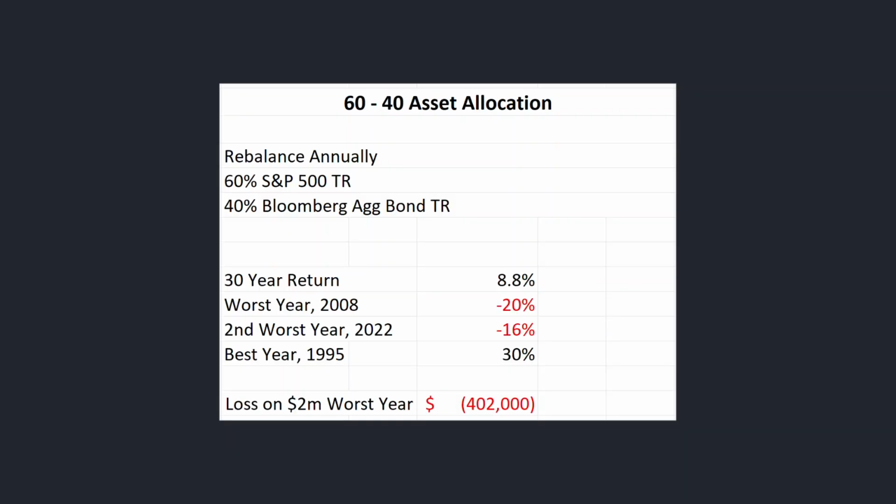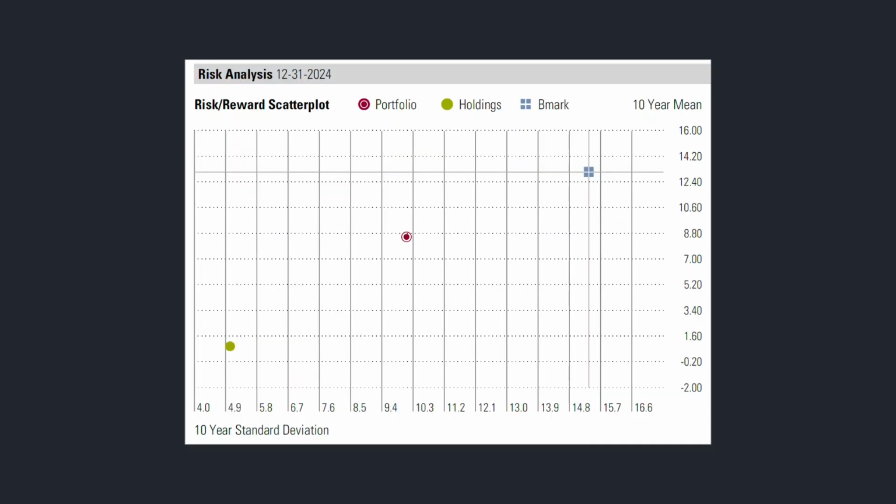Here are the stats for our 60-40 asset allocation portfolio. Rebalance annually, 60% S&P 500 total return, 40% Bloomberg Ag Bond total return, 8.8% compound total return for the last 30 years. The worst year was 2008, minus 20%. Second worst year, 2022 at minus 16%. Best year, 1995, 30%. Loss on $2 million in the worst year was $402,000.